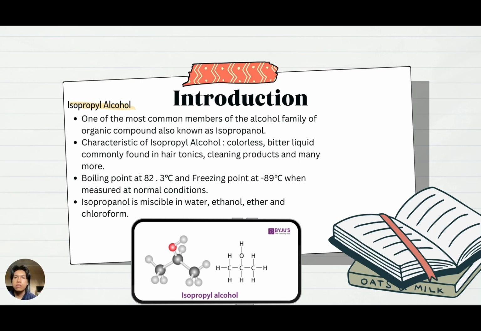So let's get to know about isopropyl alcohol first. Isopropyl alcohol, also known as isopropanol, is one of the most common members of the alcohol family of organic compounds. It is a colorless, bitter liquid commonly found in hair tonics, cleaning products, and many more. It has a boiling point of 82.3 degrees Celsius and a freezing point of negative 89 degrees Celsius when measured at normal conditions. Isopropanol is miscible in water, ethanol, ether, and chloroform.